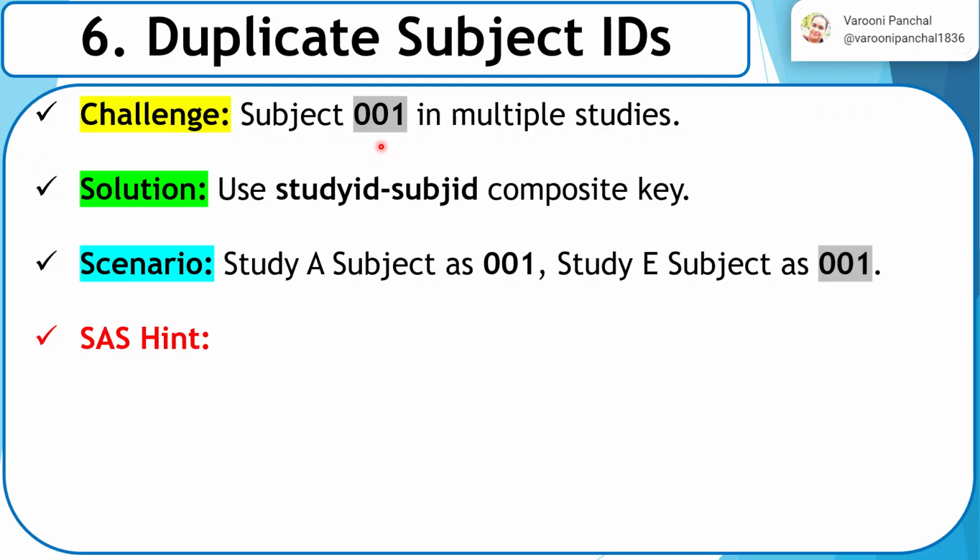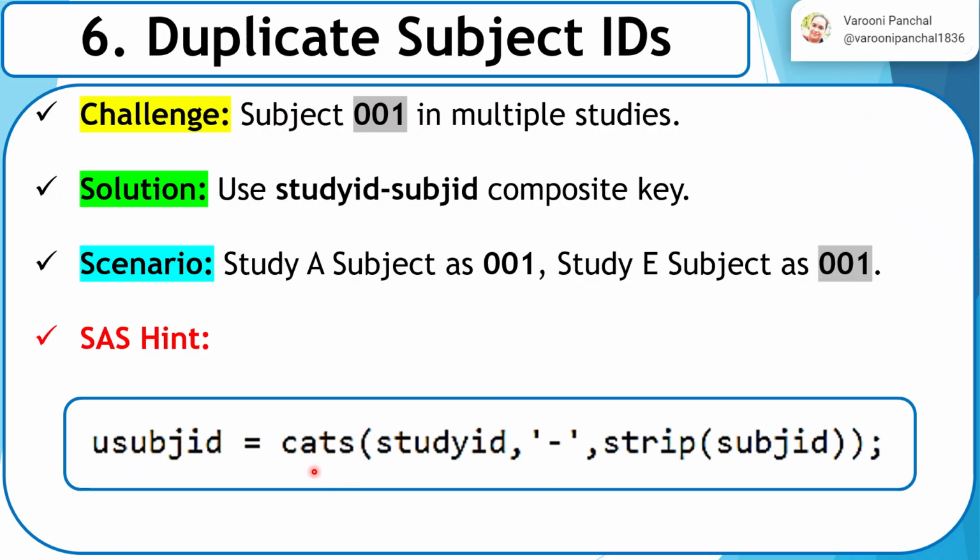So what is the solution to handle this challenge? You can use study ID with subject ID, which is the composite key. Say study A has 001 and study E also has 001. In those scenarios, you can use the catx function by creating a new variable, unique subject ID. You concatenate with study ID, and you can use the strip function on subject ID. So study ID and subject ID are concatenated with this function by using the hyphen. Very simple to understand, right?